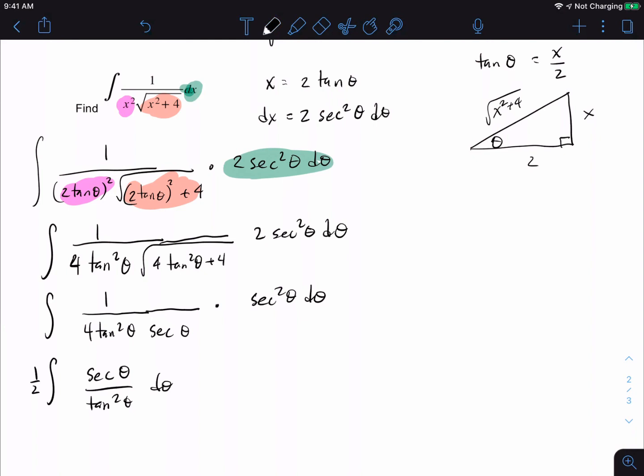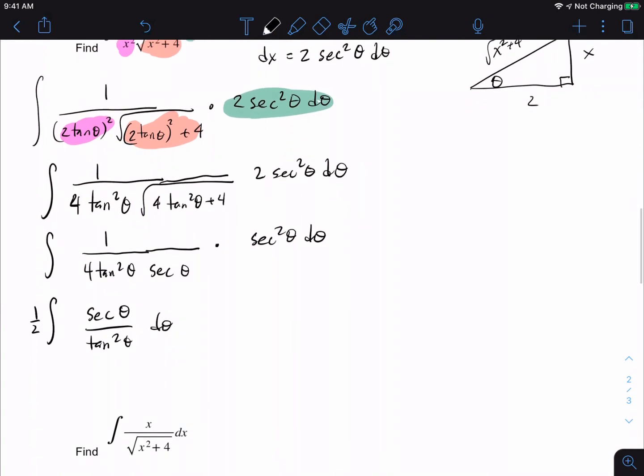To make my life easy, I'm going to do everything in terms of sine and cosine. Hopefully it helps you to be able to see it. So that's 1 over cosine theta over cosine theta over sine theta d theta, which is going to become 1/2 integral of sine theta over cosine theta squared d theta.